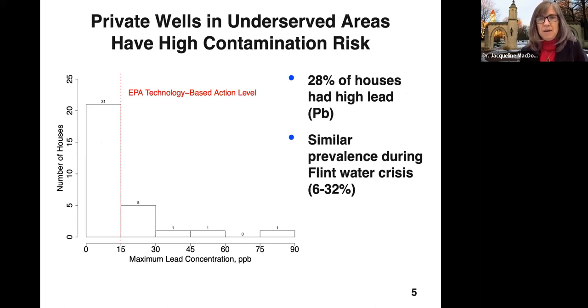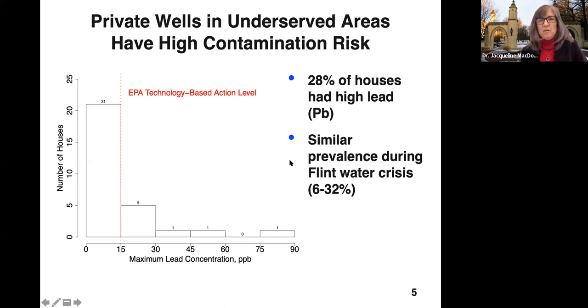My students and I, about 10 years ago, began to look into these areas to see what water quality conditions looked like. We found a high prevalence of lead and some other contaminants as well. This is some data from our preliminary early lead testing work, where we found that about 28% of houses had lead above the EPA technology-based action level of 15 parts per billion. This histogram shows about 28% of the houses we tested had lead above this threshold, including one with very high levels of lead.